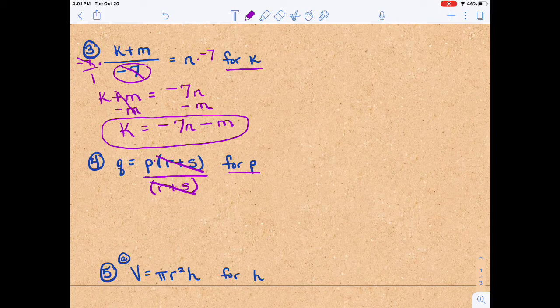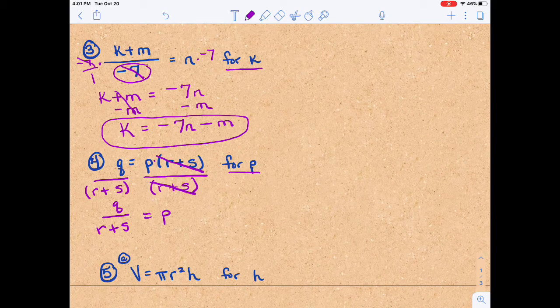If you were to use the distributive property now, that's hard to say, you could get PR plus PS, and then notice you have P as a variable in multiple places. That's not helpful. All right, let's balance this out. We must do what we did on the right over here on the left, and this is actually our answer. Q over R plus S equals P.